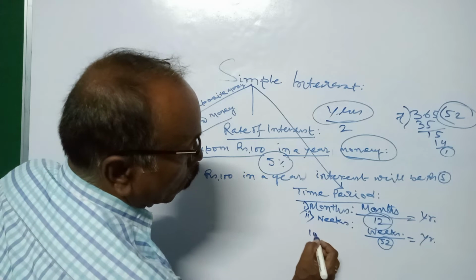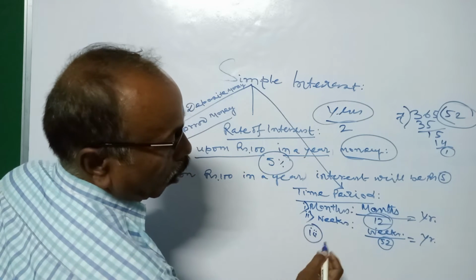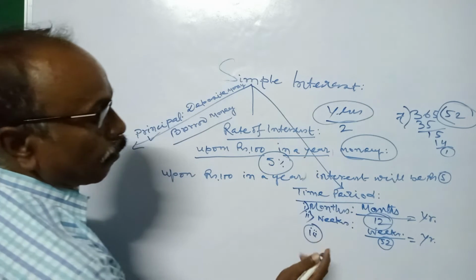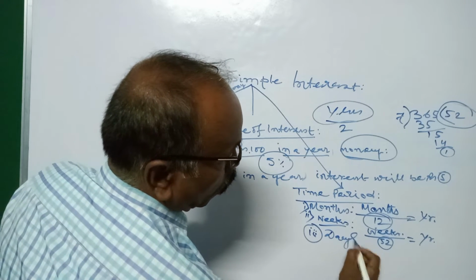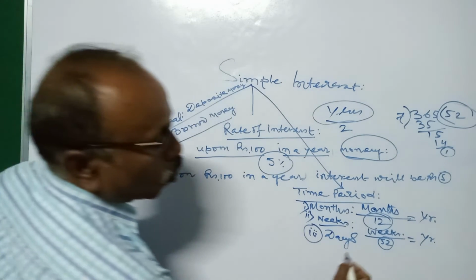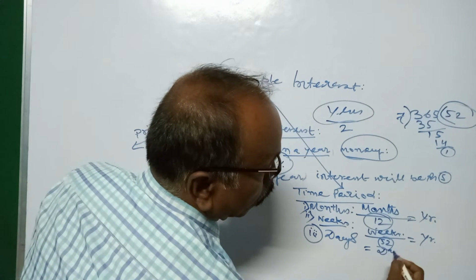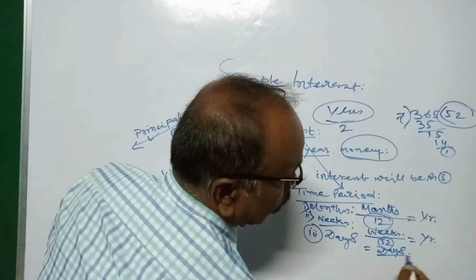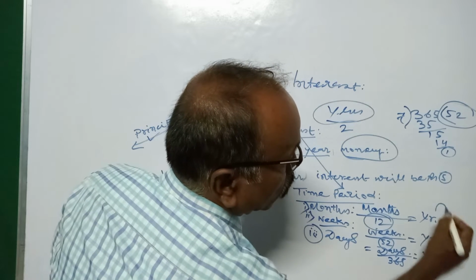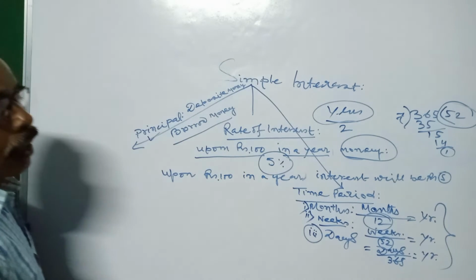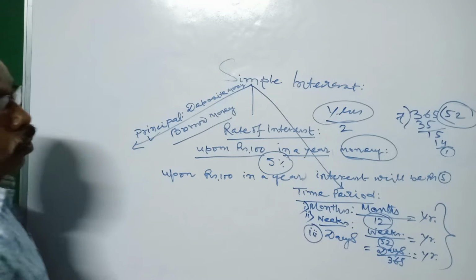Similarly, whenever it is deposited or borrowed for days, am I clear? We convert days into years by dividing by 365. Am I clear? You see, amount.